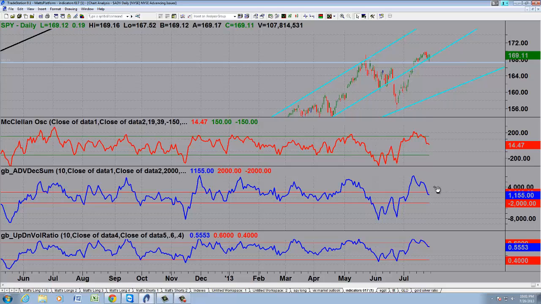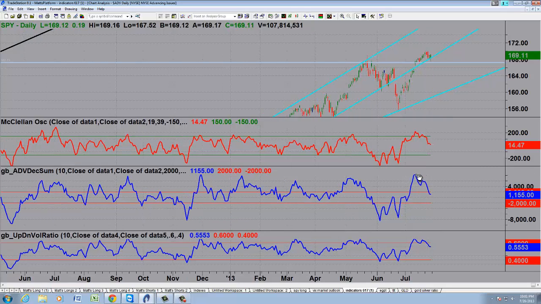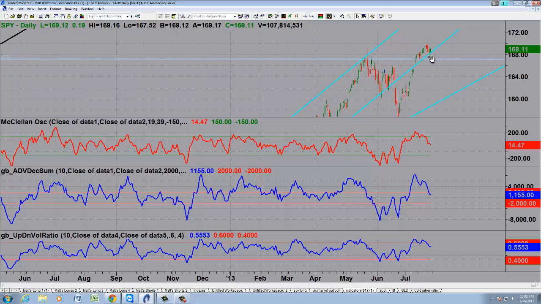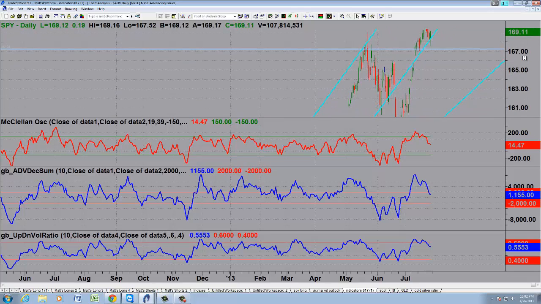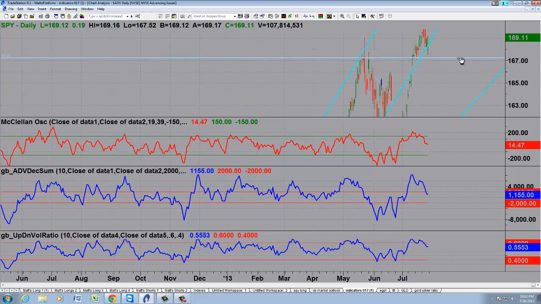Now, on a shorter term basis, we also have generated a sell signal as well. You can see on advance-declines, we've moved through from an overbought situation to an actual sell signal, and up-down volume, a similar scenario. So when you get those two combined, definitely cautionary. But again, the final arbiter is price. And the key number here right now is that 167.50 level or so.